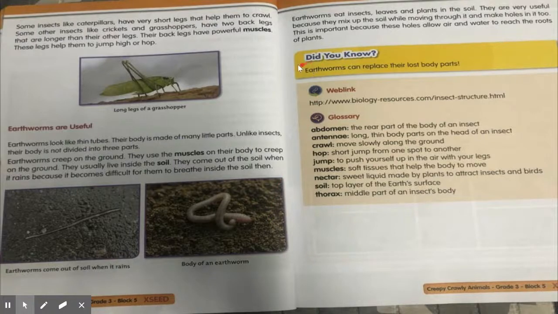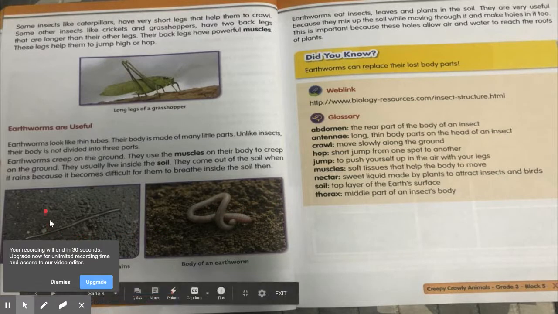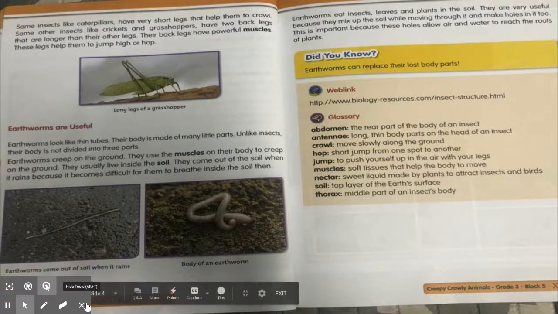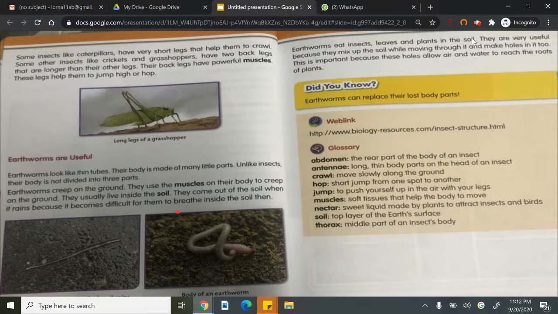So, there is one fact that we can see in the yellow box here. That is, earthworms can replace their lost body parts. That is an interesting fact. So, if they lose one part of their body, then the other part is also visible. In the next slide, I will be explaining the glossary and a few other points that we have to remember for this topic.